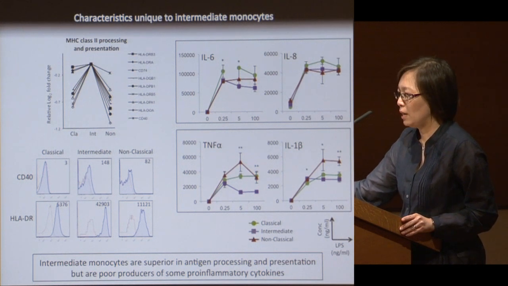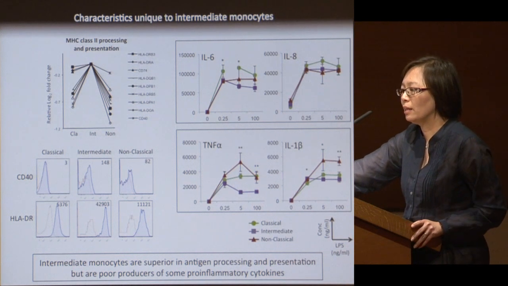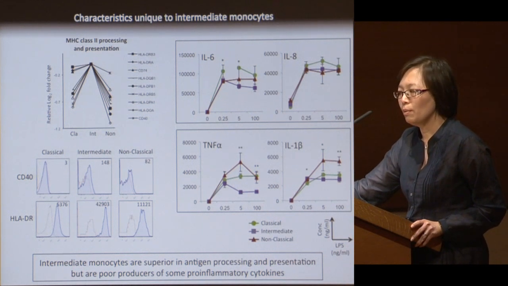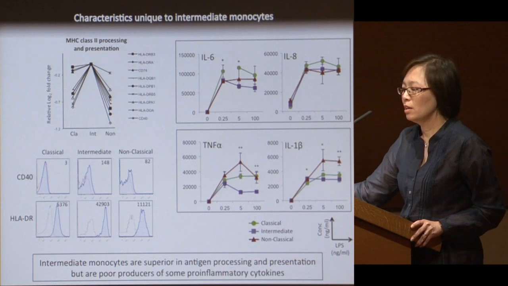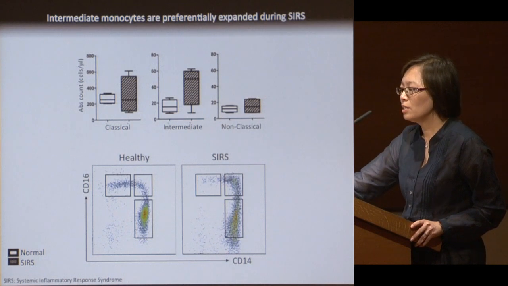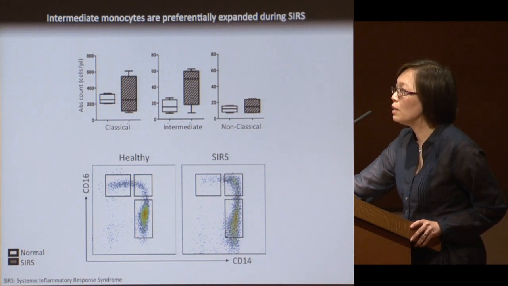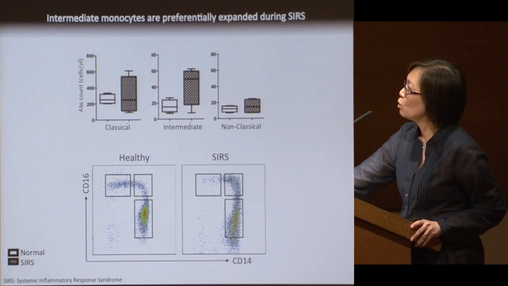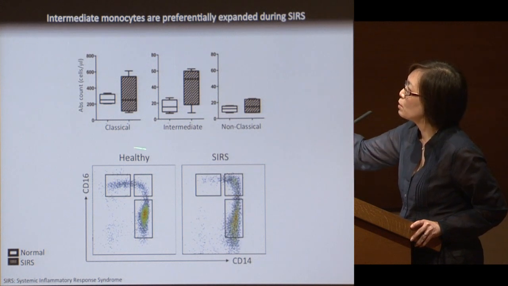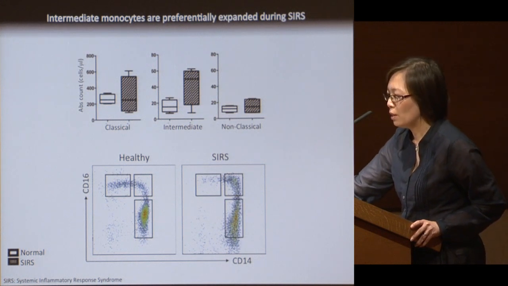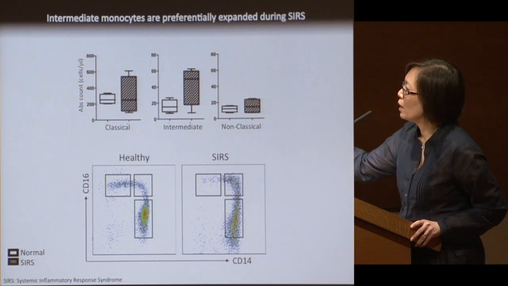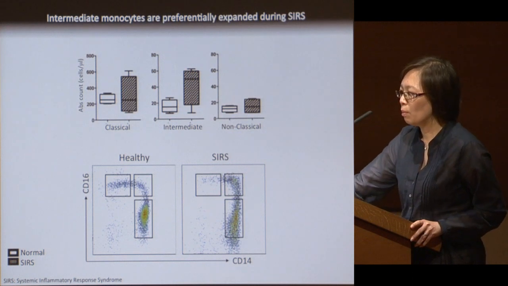while having very poor ability to produce TNF-alpha as well as IL-1 beta. And why do we think that the intermediate monocyte subset is so interesting to explore? Because in our own hands, looking at patients suffering from SIRS, we notice that these patients tend to have a preferential expansion of the intermediate monocyte population, as shown in this slide, both in the absolute count of all the patients that we have looked at so far, as well as in this FACS plot, where you can see the accumulation of the intermediate population.